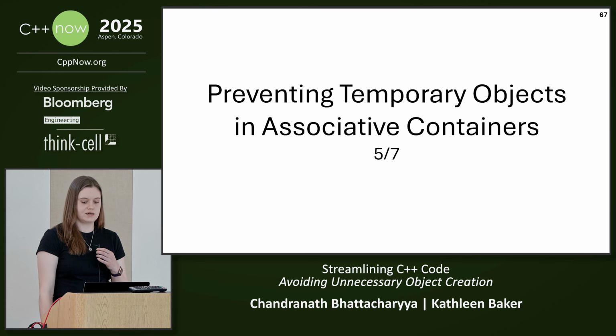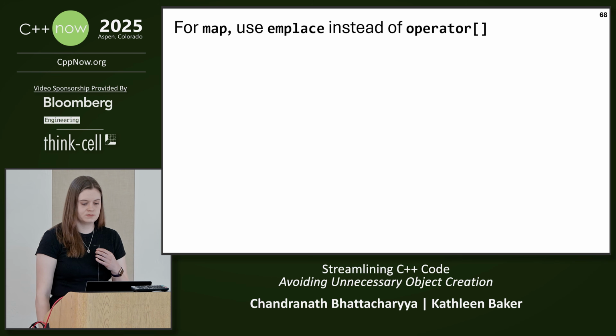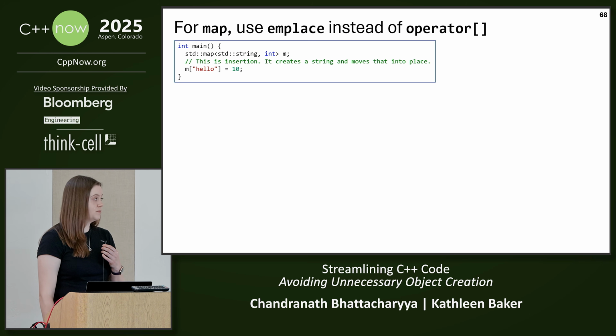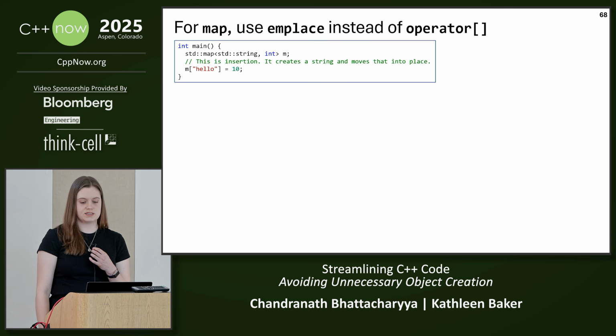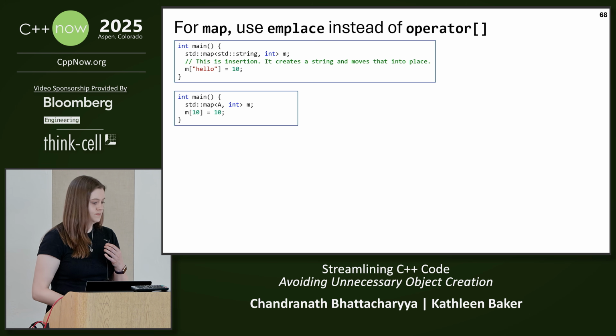Okay, so we've looked at many types of sequence containers, and now we'll take a look at more associative containers. First, we'll look at using emplace with maps. Here we have a map M with key type string and value type int, and we're creating a key of string hello and setting the value to 10. This is creating the string and moving it into place.